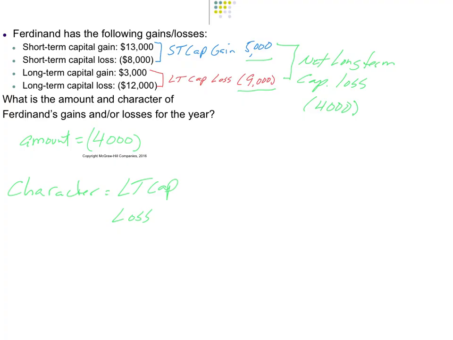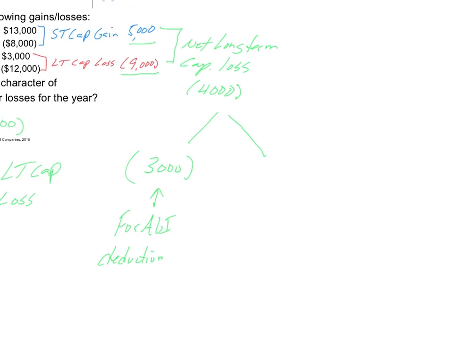So now, what happens with this long-term capital loss? We figured out we have a long-term capital loss. So what? Well, what happens to it is actually two different things. Remember that we can deduct $3,000 of capital losses for AGI deduction. So that's $3,000 of our $4,000 loss.